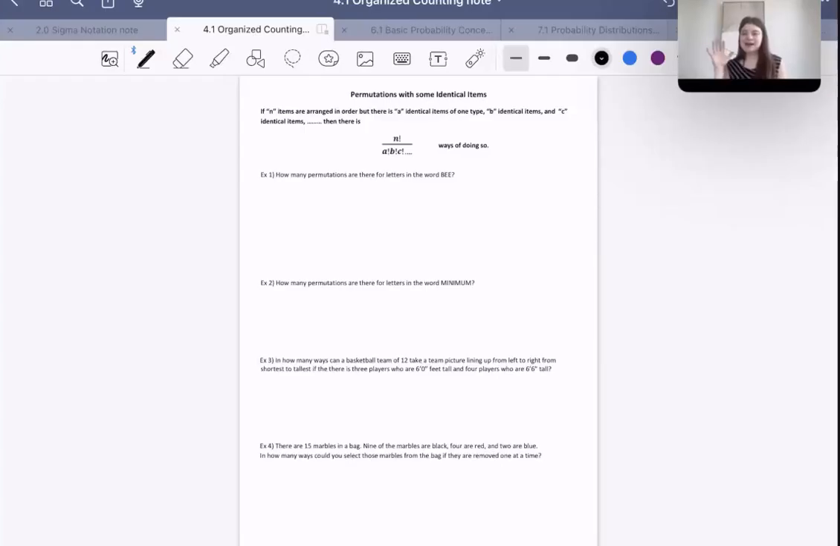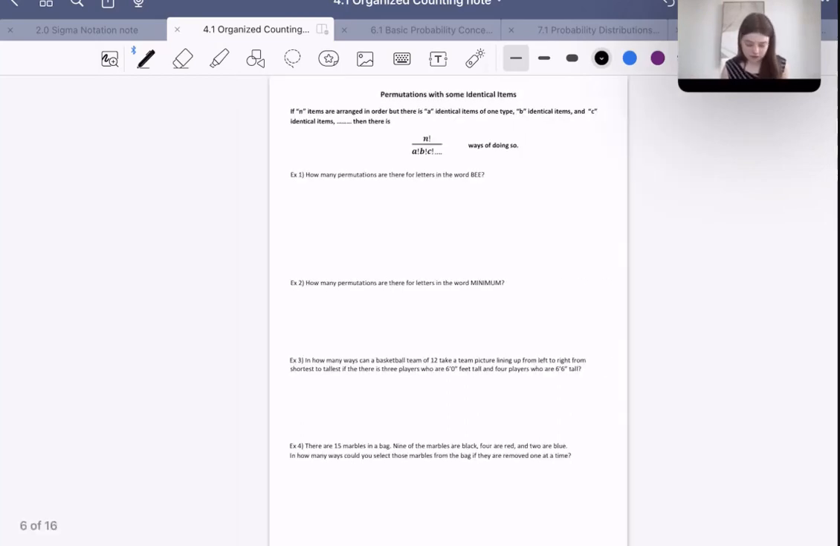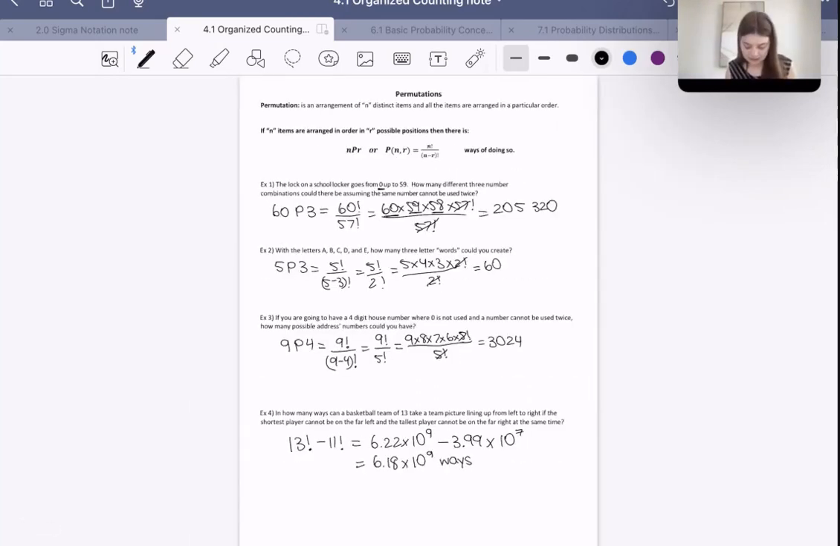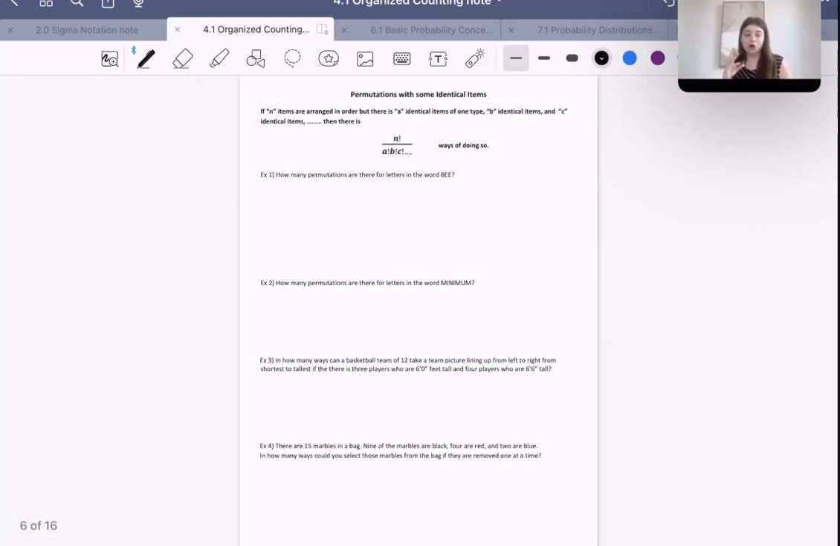Hello, everybody. Welcome back. So, today we're going to be talking about permutations with some identical items. Last time we talked about permutations in general, but ones that didn't have repeated items, like a school locker combination where we have three different numbers and they all have to be different. We can't just choose the same number, or a house number where apparently we couldn't have repeated digits, even though for a real house number we could, but for the sake of the question, we couldn't.